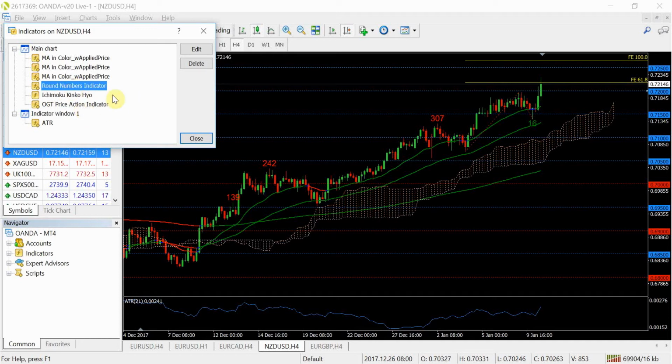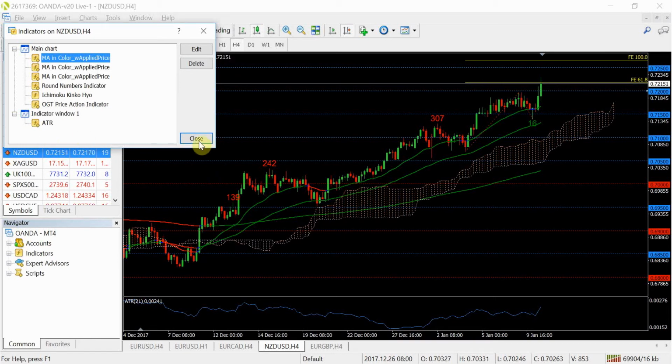We've also got the round numbers indicator, which I've downloaded for free from the MQL5 website. Then we have three moving averages, the 20, 50 and 200 from memory, and they're colored, so they're based on slope. When the 20 starts going in a down direction, it turns from blue, which is straight or non-trending, to red where it's sloping downwards. So that's what I've got there.